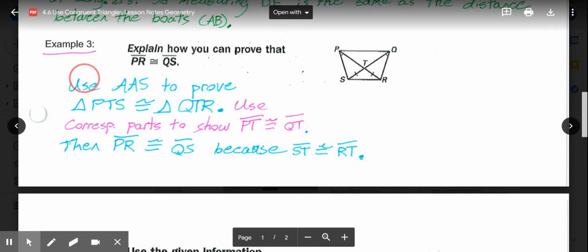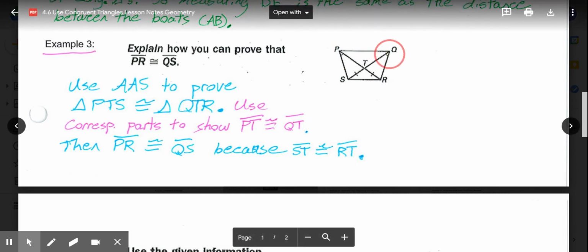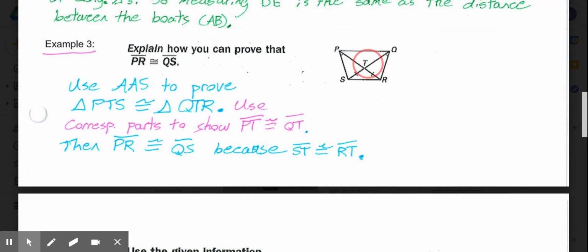So we're going to use angle side to prove that PTS is congruent to QTR. Well, we already have a side here, angle here. So what we're missing is angle PTS is congruent to angle QTR because they're vertical angles.